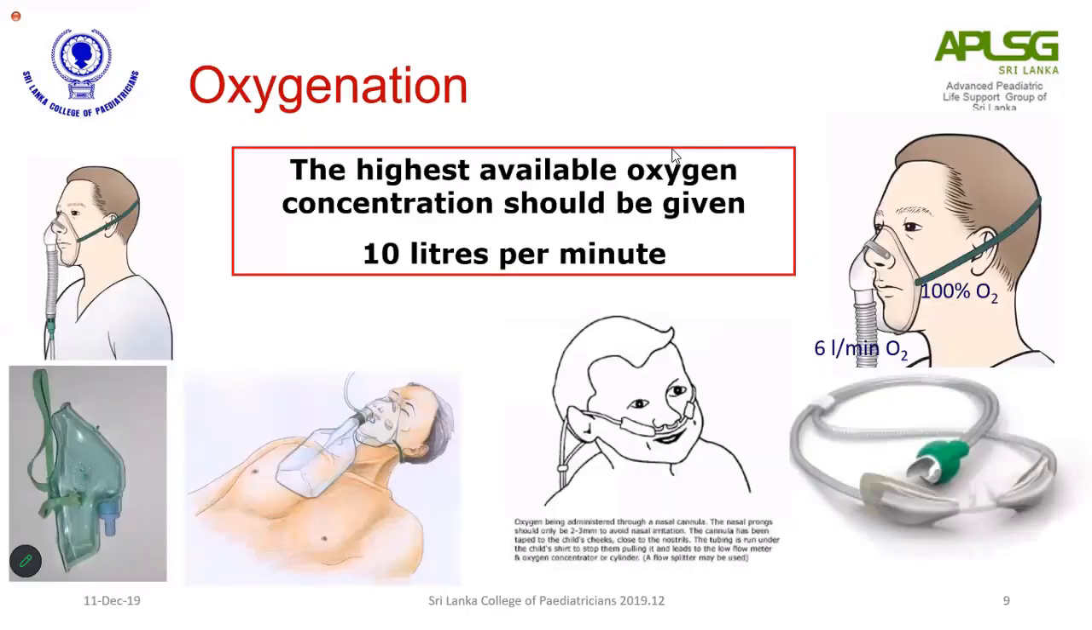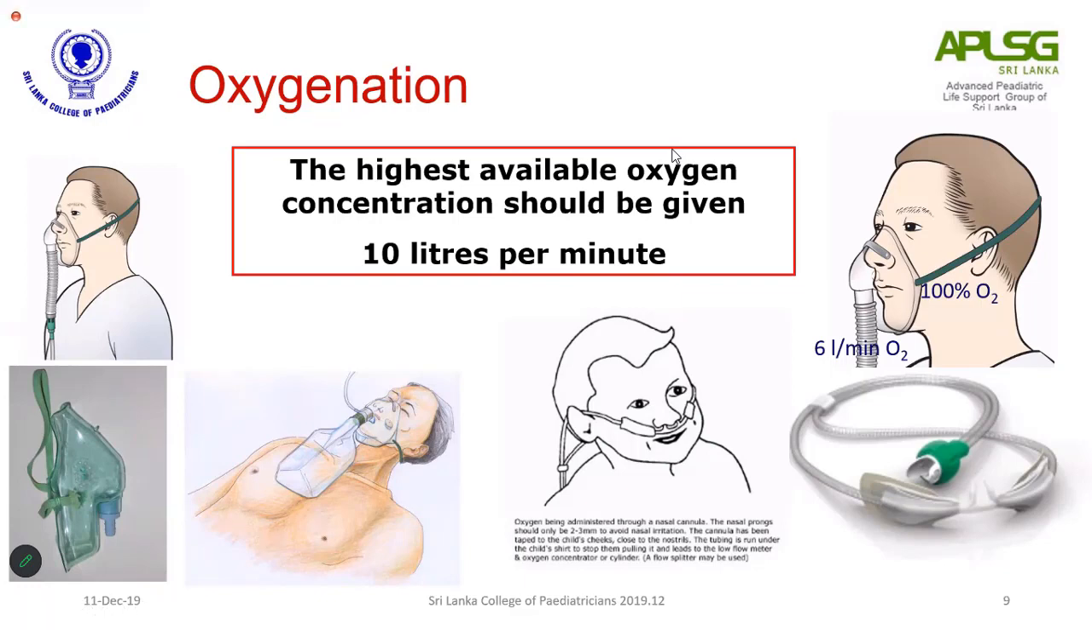The most important drug that we are going to deliver for a critically ill child is oxygen. In order to prevent hypoxia in a critically ill child, oxygenation is very, very important. Wherever you work, if you find a critically ill child that you need to resuscitate, you need to deliver the highest available oxygen concentration which is available at hand. Usually this can be about 10 to 15 liters per minute.